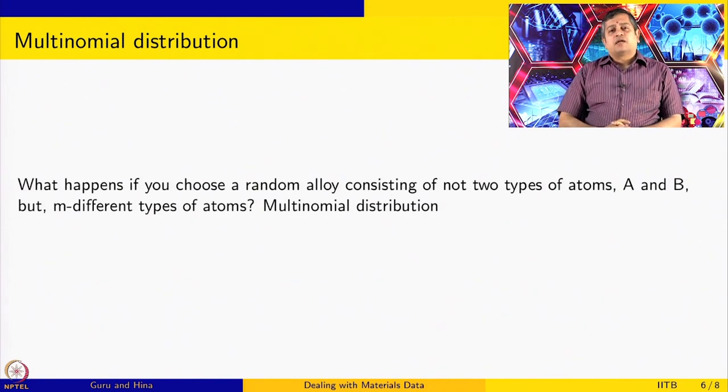Suppose you choose a random alloy, and let us say that it consists of not two types of atoms but m different types of atoms. Such alloys are known, and they are equimolar multi-component alloys. They are also sometimes known as high entropy alloys. In such cases, what happens? Again, you can describe using a similar distribution function, which is known as a multinomial distribution function. Binomial is for 2 and multinomial is for more than 2. So if you have m different types of atoms, and sometimes these types of materials are made, for example, 20% of 5 different components you make an alloy. So in that case, you will get the multinomial distribution.